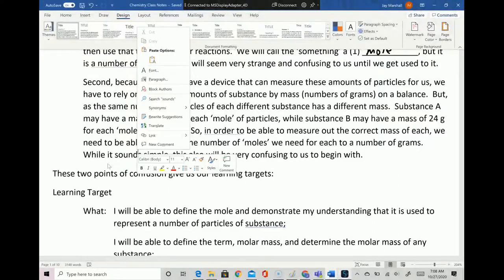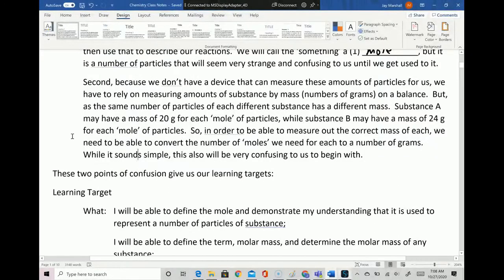Second, because we don't have a device that can measure the amounts of particles for us, we have to rely on measuring amounts of substance by mass. Okay, in a laboratory, that's the only thing we have. But as the same number of particles of each different substance has a different mass, for example, substance A may have a mass of 20 grams for each mole of particles, or substance B might have a mass of 24 grams for each mole.